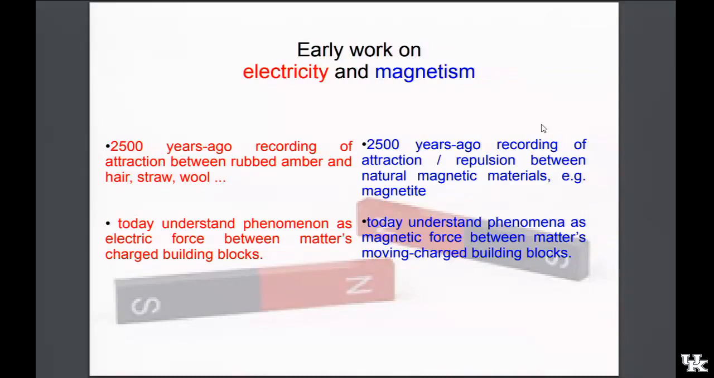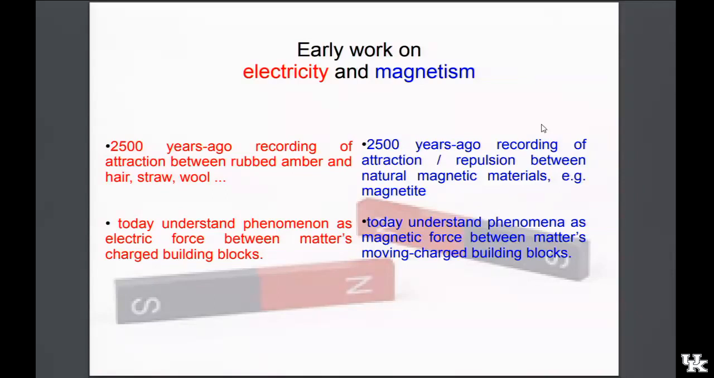So we now understand, of course, that the explanation of the rubbed amber attracting hair, straw, or wool was the fact that there's an electrical force, and in materials there's electrical charges that are exerting electrical forces. We now also have a similar explanation for the magnetic effects that the Greeks documented. So similarly, there's a magnetic force, and inside materials there's moving charges, which are the sources of magnetic forces, magnetic interactions.